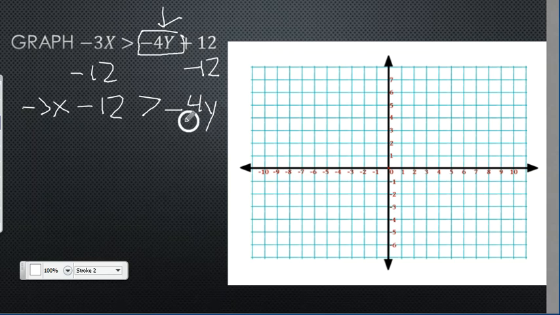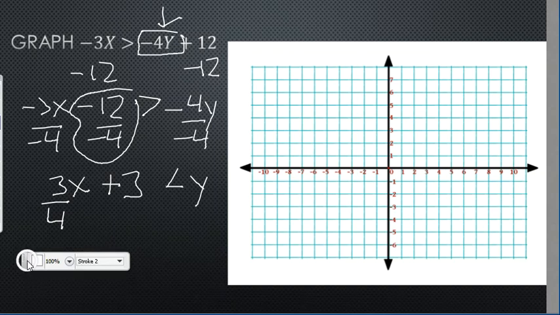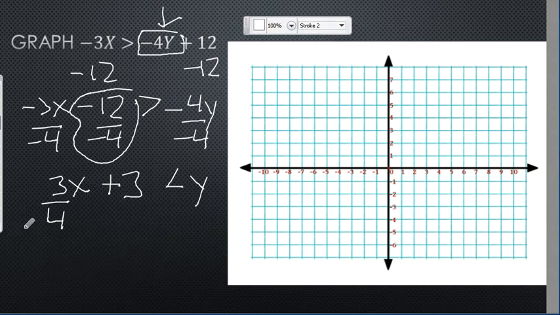Then we're going to divide by negative 4 on everything. And because we divided by a negative, our inequality symbol has to flip. Negative 12 divided by negative 4 is 3. And then we have negative 3 over negative 4, which is just a positive 3/4 x. Okay, now the y is by itself, and this is in slope-intercept form for the most part. We're just going to rearrange this, rewrite it so that it's y is greater than 3/4 x plus 3. And now we can graph.